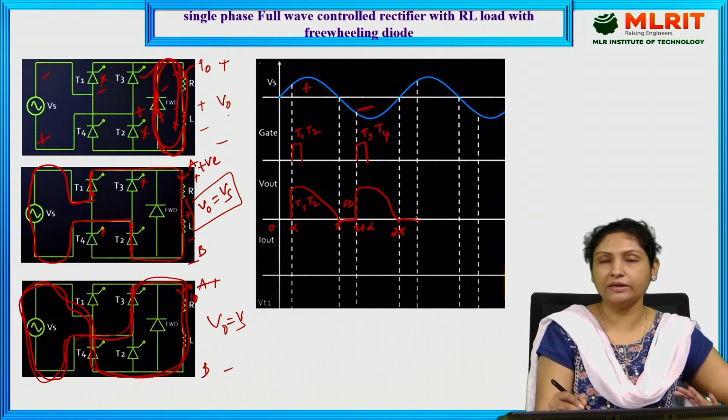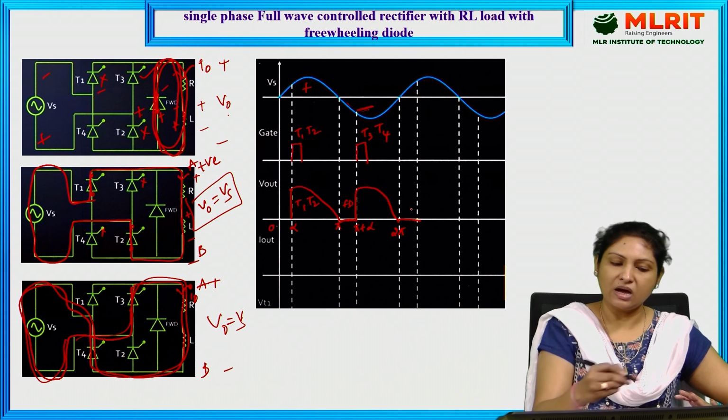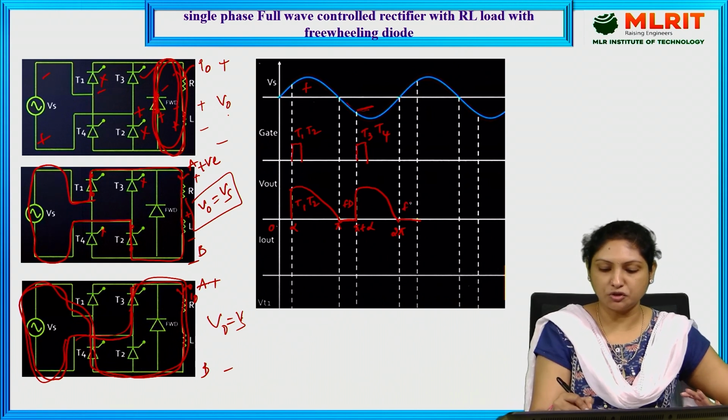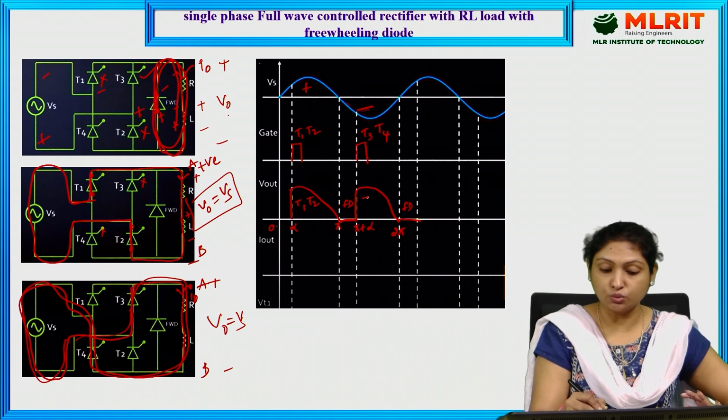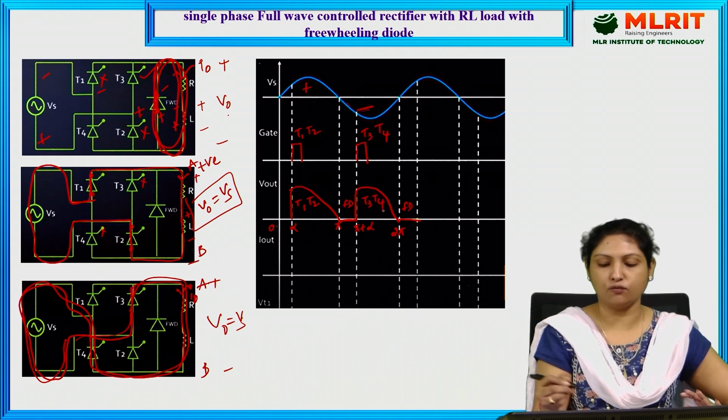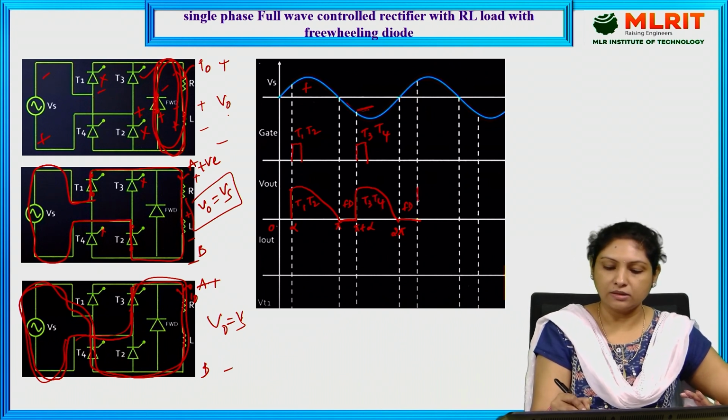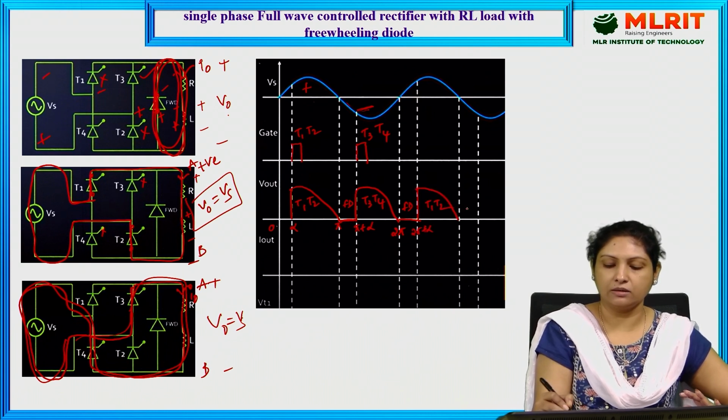Again at this instant 2 pi, the freewheeling diode comes into the picture, and here we are getting the output voltage due to T3 and T4. Again at this instant 2 pi plus alpha, T1 and T2 are conducting the current.